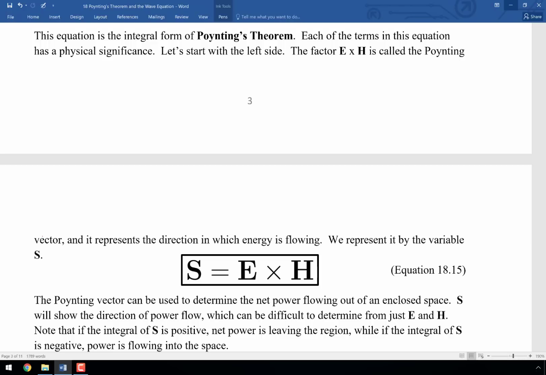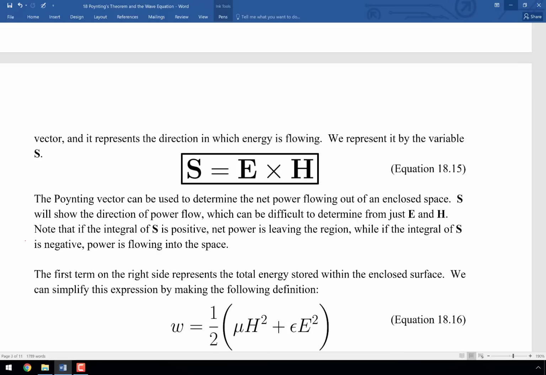The Poynting vector, and this is a remarkable coincidence because the guy's name was Poynting, but the vector points in the direction of power flow. And so it's remarkable to me that that's the case. But S will always point in the direction where there is power flowing.